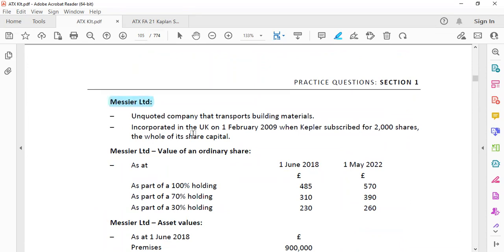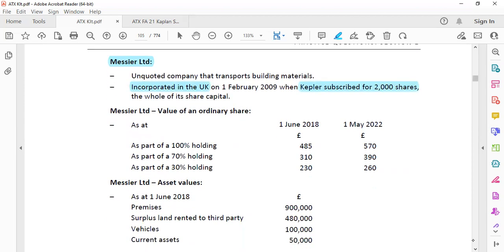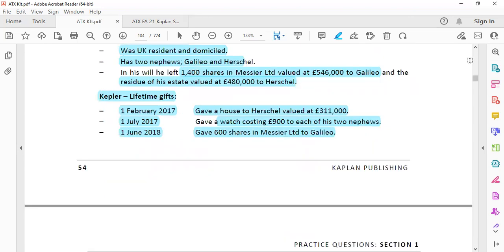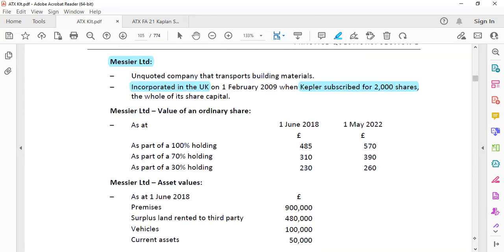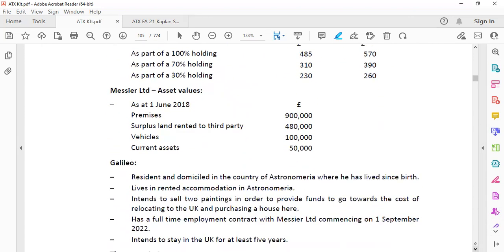Now, M Limited is incorporated in the UK, and Kepler subscribed for 2,000 shares initially. As far as the holding is concerned, we need to find out the transfer of value of the initial gift of the shares, that is 600 shares. We don't have the transfer of value available, so we'll find out the transfer of value from this data. And then the asset value at the time of transfer is given.